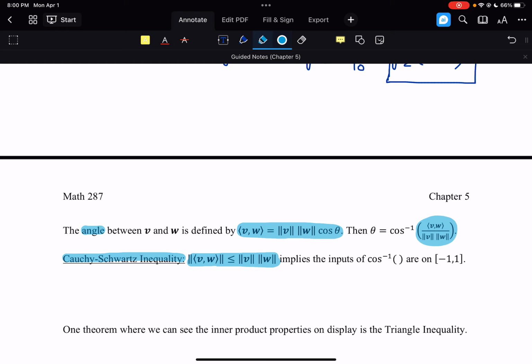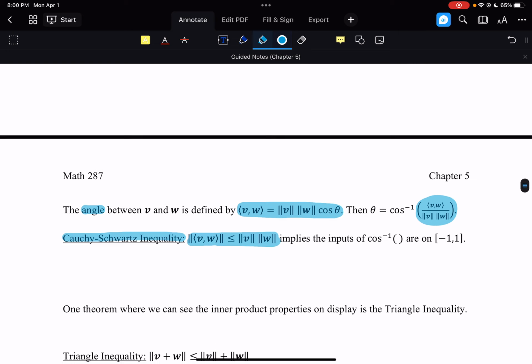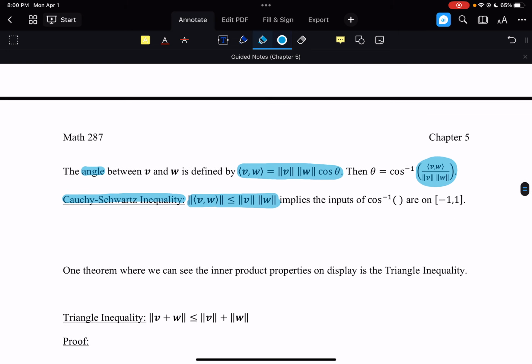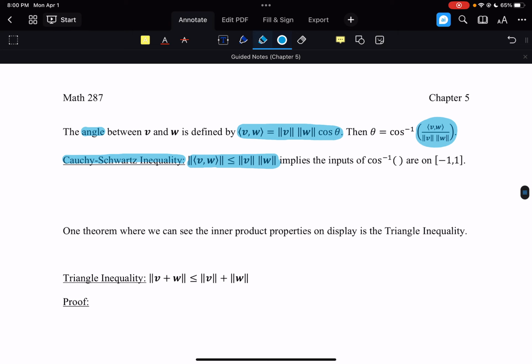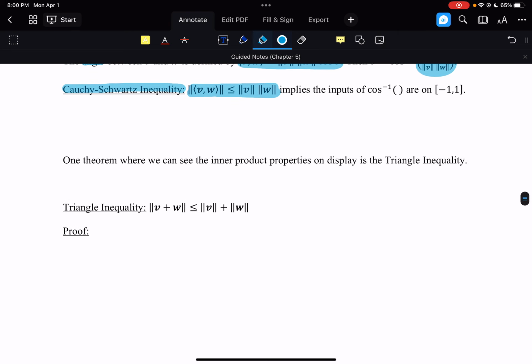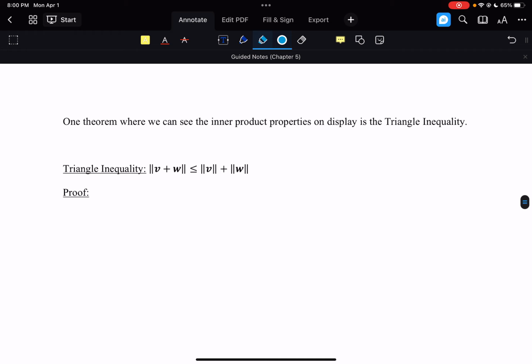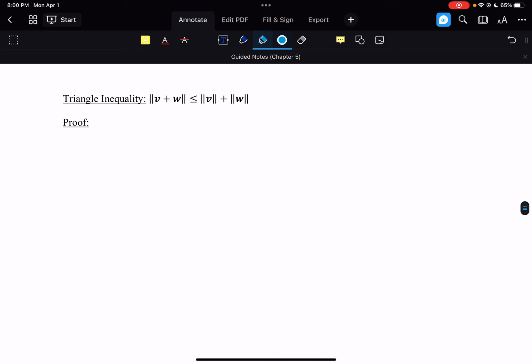We can use properties like the Cauchy-Schwarz inequality and other properties such as the one we're going to look at right now, the triangle inequality, and see some of these inner product properties at work. So the triangle inequality, this is one that you would see back in geometry, but you might not necessarily put it into this context. But it says that the length of v plus w is less than or equal to the length of v plus the length of w.